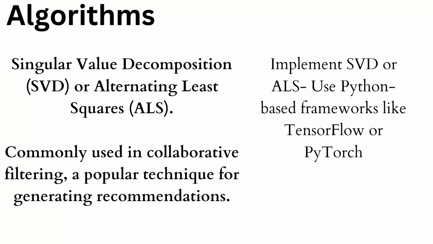Collaborative filtering is based on the assumption that users who have similar preferences in the past will have similar preferences in the future. SVD and ALS are matrix factorization techniques that factorize the user-item interaction matrix into lower-dimensional matrices, which can then be used to estimate the missing entries in the matrix and generate personalized recommendations.